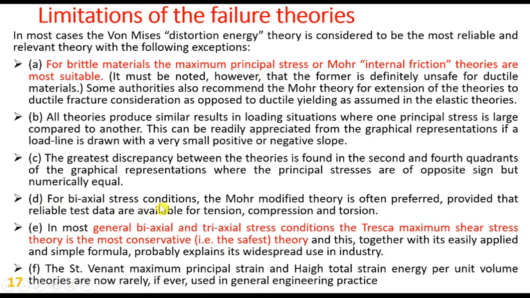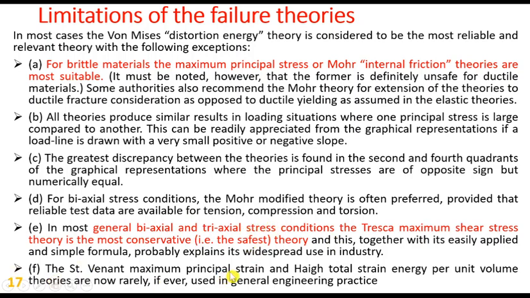For biaxial stress condition, Mohr's modified theory is often preferred, provided that reliable test data are available for tension, compression, and torsion, because for Mohr we need these three data. In most biaxial and triaxial stress conditions, the Tresca maximum shear stress theory is the most conservative, the safest theory, and this together with its easily applied and simple formula probably explains its widespread use in industry. So in this case, it is used widely.